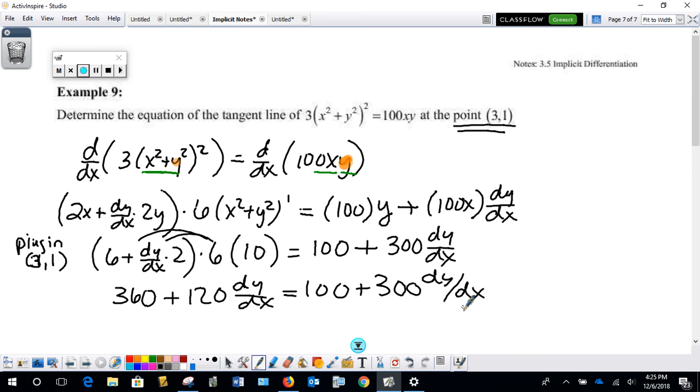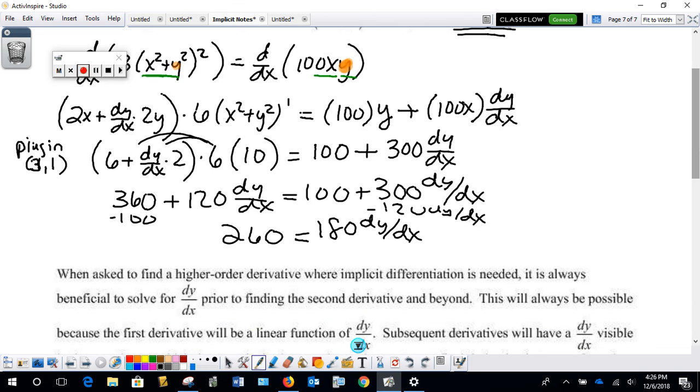Collect like terms. Subtract 120 from that. Subtract 100 over here. So we end up with 260 equals 180 dy dx. So my final slope, dy dx, equals 260 over 180. I could simplify, but I'm not. If I wanted to, it's 26 over 18, and divide by 2, 13 over 9.